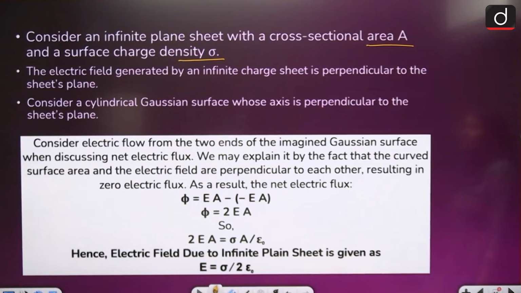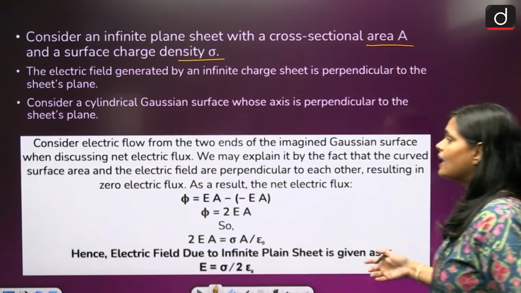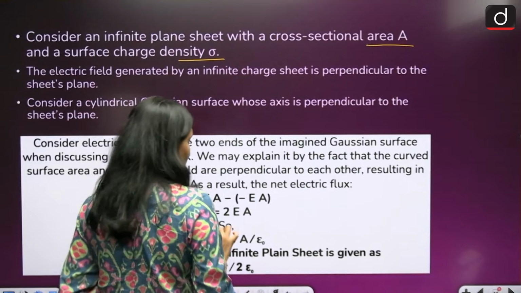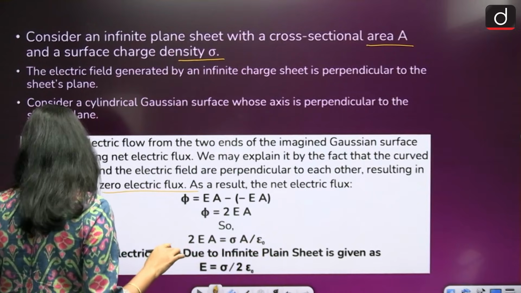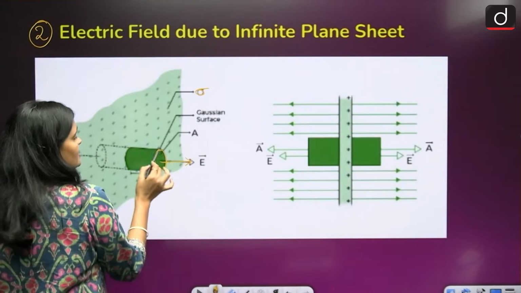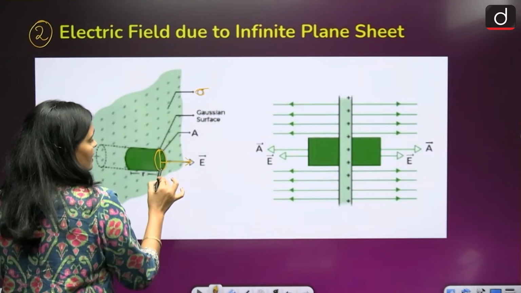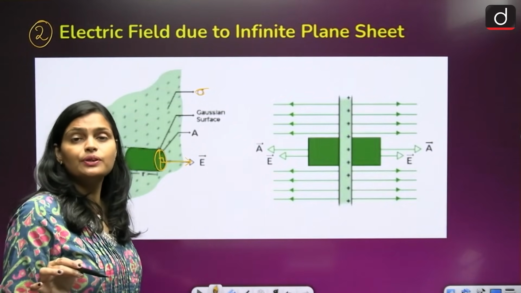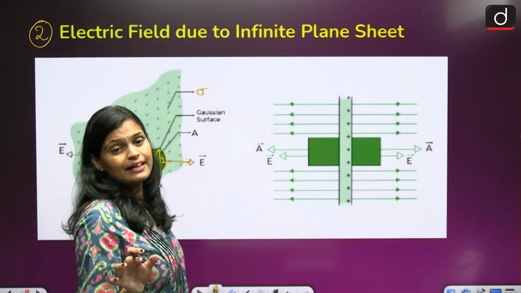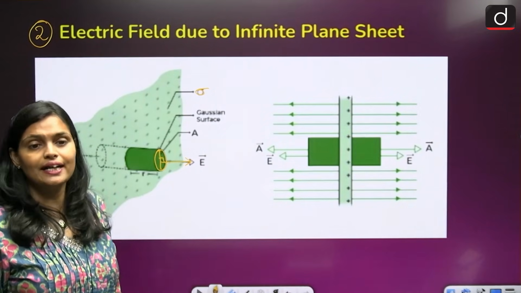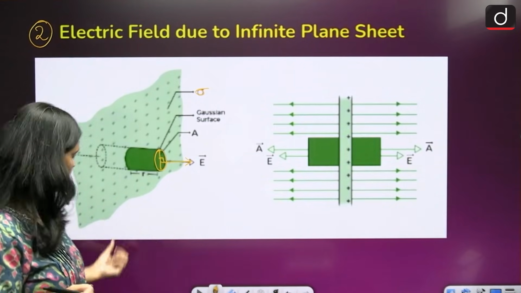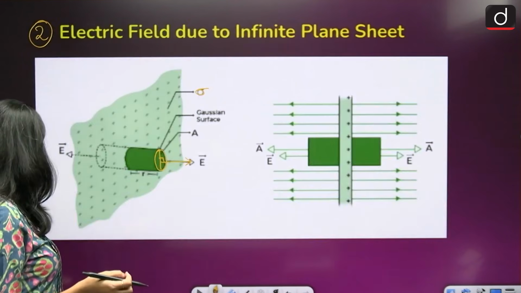Now we may explain it by the fact that the curved surface area and the electric field are perpendicular to each other, resulting in zero electric flux. So what happened here? The curved surface area and the electric field are perpendicular to each other, and if it is perpendicular, it means it is 90 degrees, and cos 90 degrees is 0 only. तो ये तो पूरा 0 ही हो जाएगा ना. If it is perpendicular, then the value becomes 0.